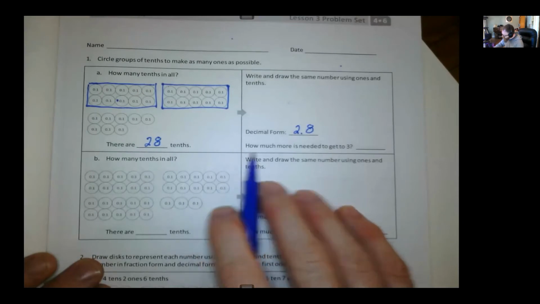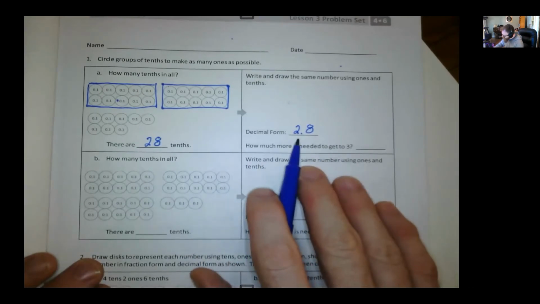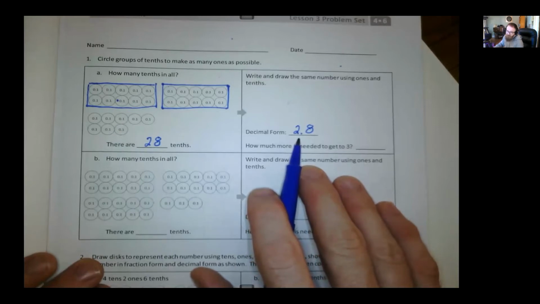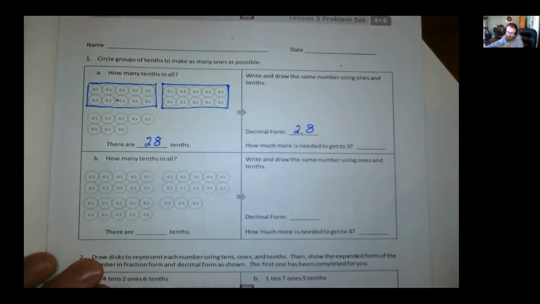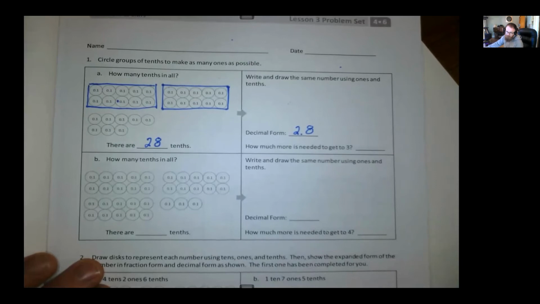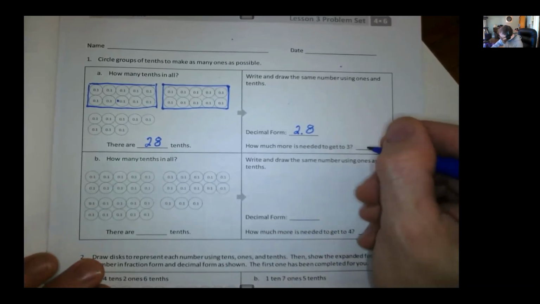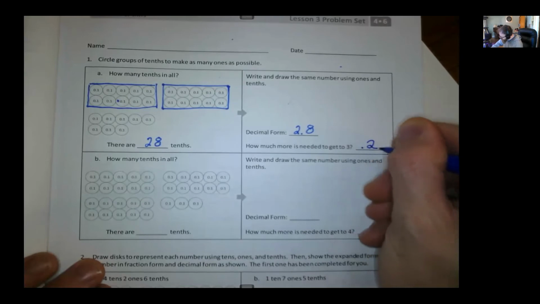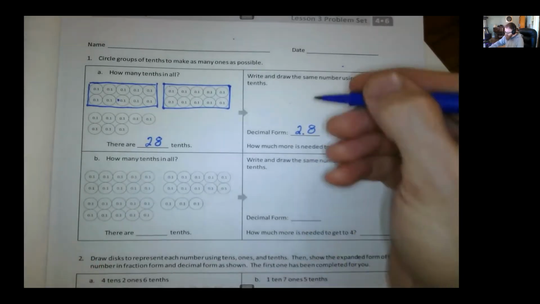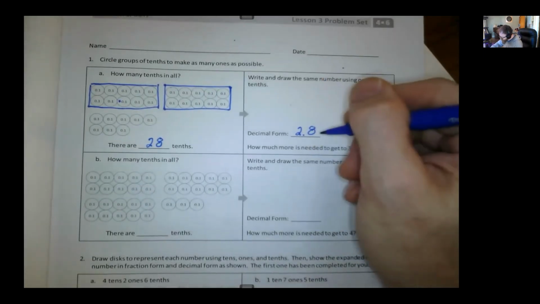How much more is needed to get to 3? 2.8, 2 and 8 tenths. Remember, there are 10 tenths in a whole, so 8 tenths is 2 tenths away from 10 tenths and from our next whole, which would be 3. So how much more is needed to get to 3? 2 tenths. Lastly, we can show our value as a fraction, same value as the decimal, 2 and 8 tenths.